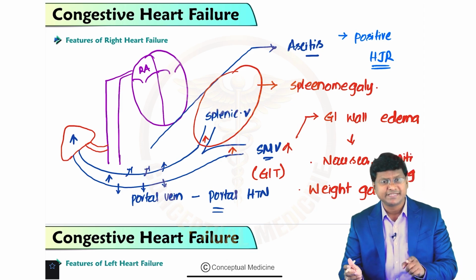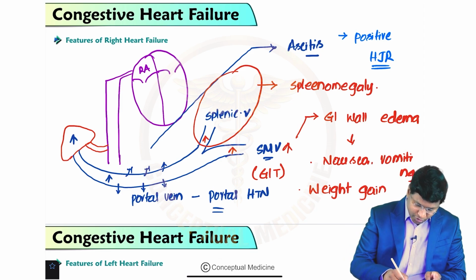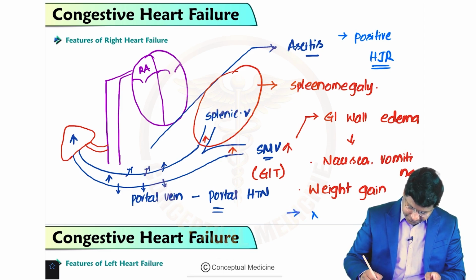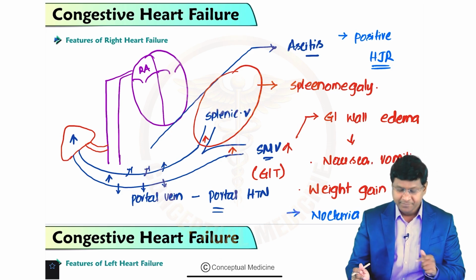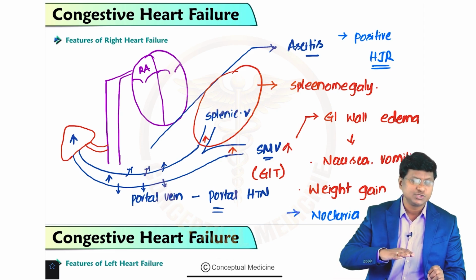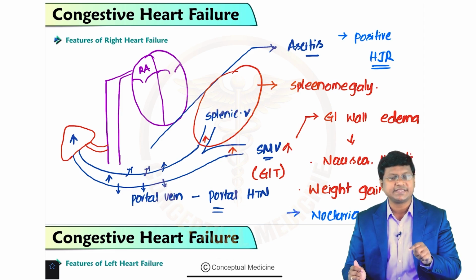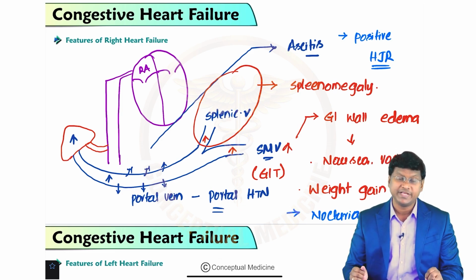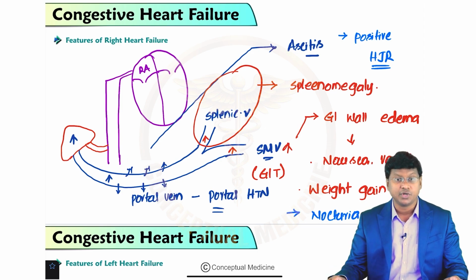And the next important feature in right heart failure is development of nocturia. Nocturia is where there is an increase in urine output mainly during night. So why do they have nocturia? When the individual lies in supine position during night, there is an increase in venous return. So the cardiac output increases, and thereby renal perfusion increases. And once renal perfusion increases, the GFR increases, and there will be nocturia.